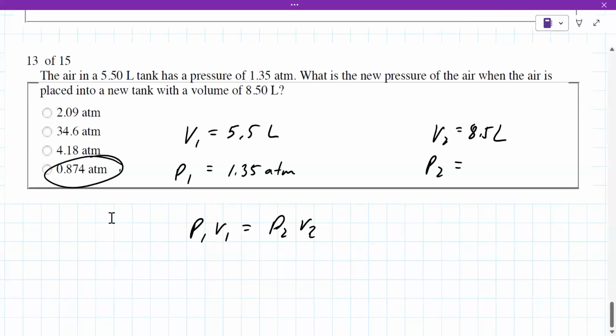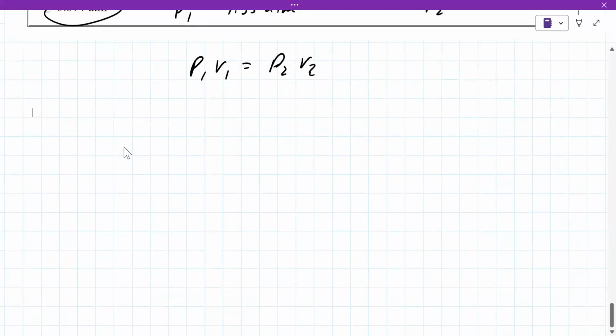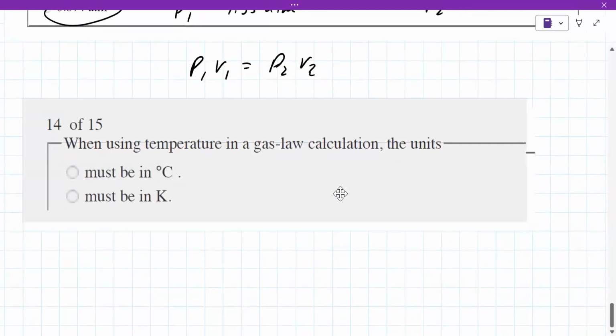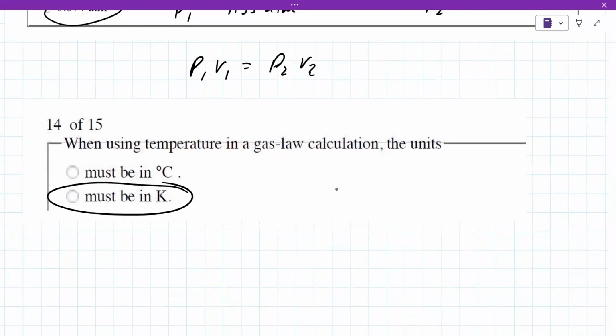Then 14 is just when using temperature, the units must be in Kelvin. Yes. And the last one. Can you give me one sec? I need to grab a tissue. Sure. I'll be back in one sec.